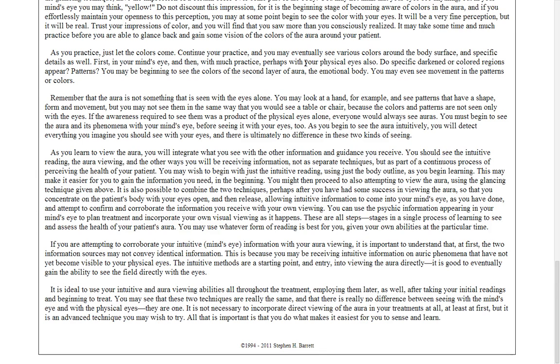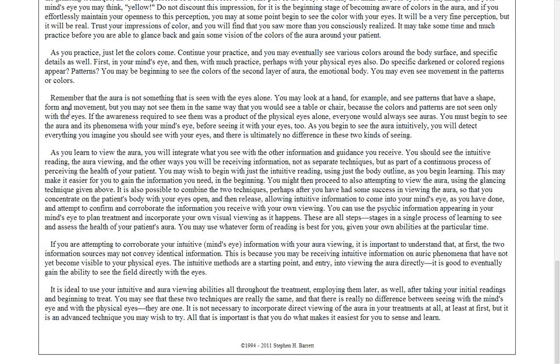Remember that the aura is not something that is seen with the eyes alone. You may look at a hand, for example, and see patterns that have a shape, form, and movement. But you may not see them in the way that you would see a table or chair, because the colors and patterns are not seen only with the eyes. If the awareness required to see them was a product of the physical eyes alone, everyone would always see auras. You must begin to see the aura in this phenomenon with your mind's eye before seeing it with your eyes too. As you begin to see the aura intuitively, you will detect everything you imagine you should see with your eyes. And there is ultimately no difference in these two kinds of seeing.